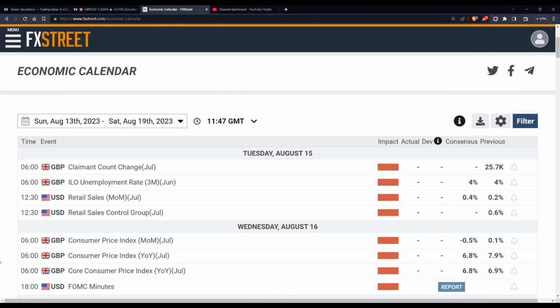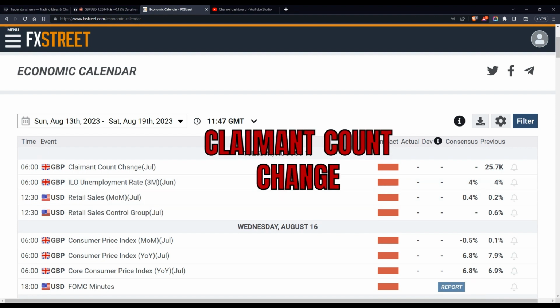So the first high impact event is coming in on Tuesday, August 15, and that is from the United Kingdom's economy. And this is the claimant count change, which is a measure of the change in the number of people who are claiming unemployment related benefits. And one thing about this indicator is that it gives us an insight into the health of the labor market and can influence trading decisions, as a decreasing count may suggest improving job market conditions, potentially impacting currencies and equity markets.